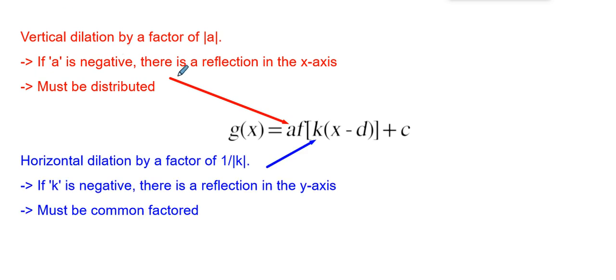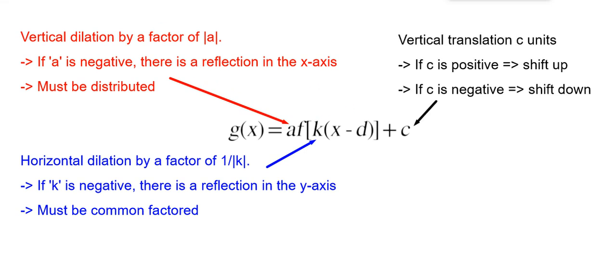The k value is the horizontal dilation, and it will occur by a factor of 1 over k. Again, inside the argument of the function f, it's kind of opposite land. So if it's a large k, it'll be 1 over, and it will result in a compression. If k is negative here, we've previously seen that a negative inside will flip it in the y-axis. It'll be a horizontal reflection. This one must be common factored. As you can see, it is common factored here. Again, I will go over that in an example in a moment.